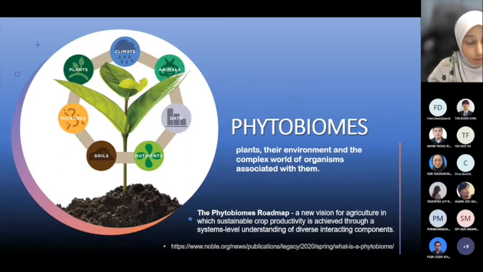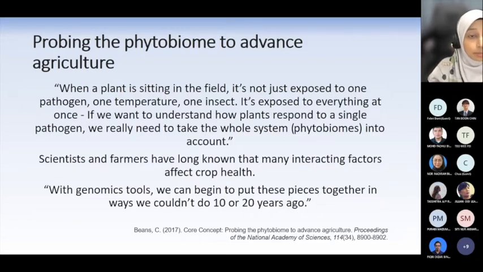So in order to optimize crop productivity, we can no longer focus on just one or two factors that affect crop productivity, but we have to look at all the factors which are interrelated under the phytobiome. So we have to explore the phytobiome. Of course it is a huge topic and involves a lot of components or factors inside, right? But just a quick probing of the phytobiome to advance agriculture.